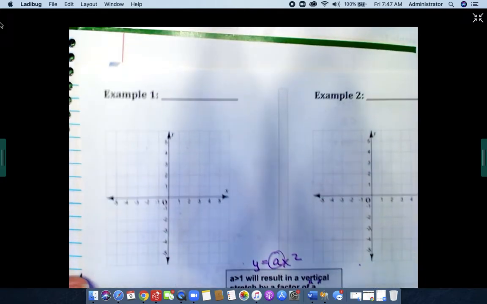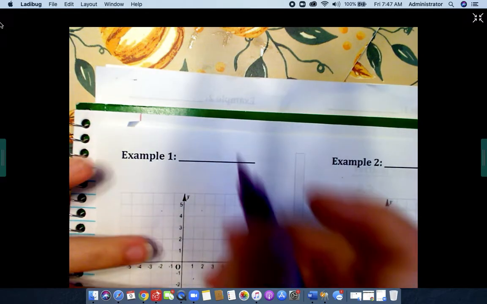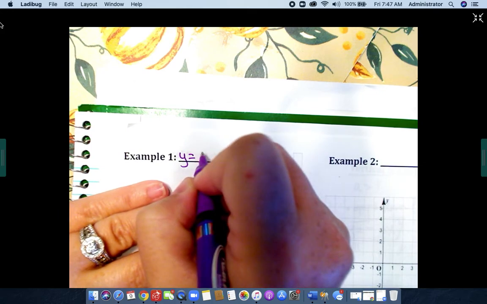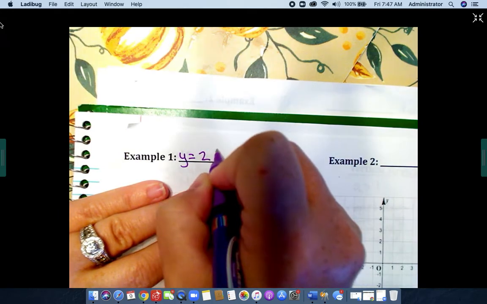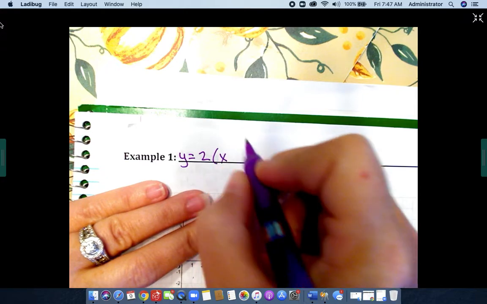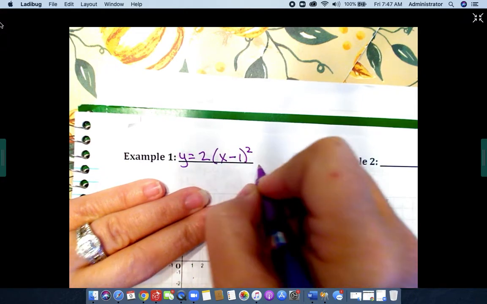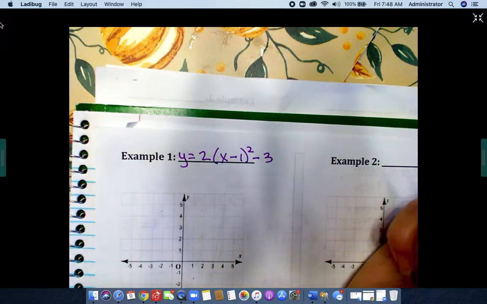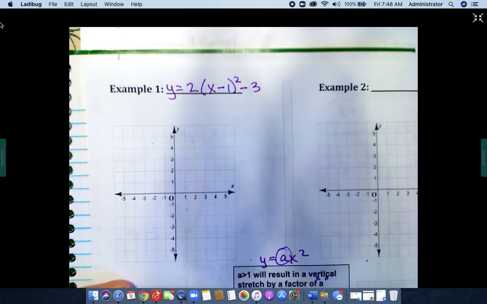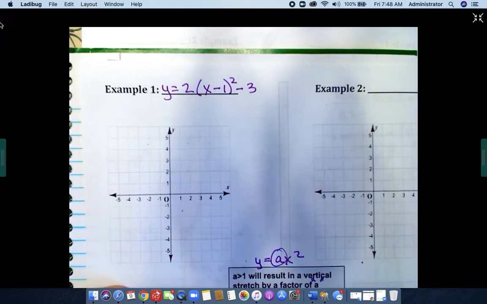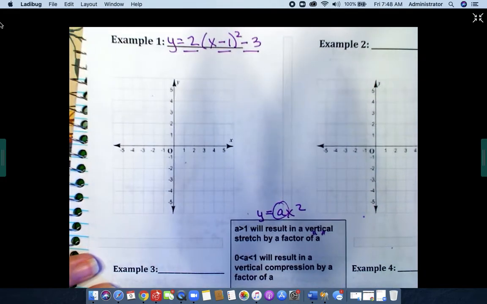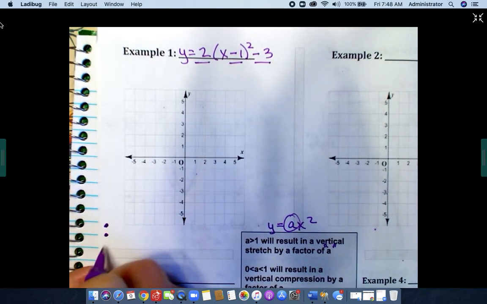There are other examples we could do. I just want to do at least one to show you how to combine all the things we've learned thus far. So if I give you 2 times the quantity x minus 1 squared minus 3, how in the world will we graph that? Well, first thing I notice is I see 1, 2, 3 things. So if I have to list transformations, I need 3 bullet points to list all 3.